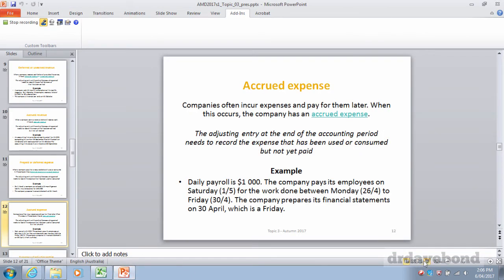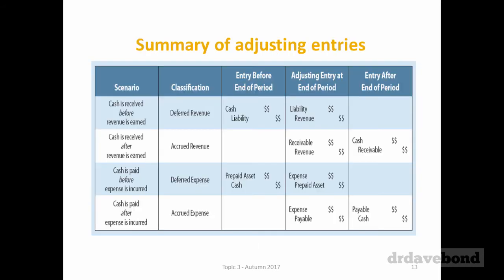We're working through this at a rapid rate. So the summary, you've just got the 4 types: cash before, cash after revenue, cash paid before, cash paid after expense. Deferred revenue, accrued revenue, deferred expense, accrued expense. When cash is received before or paid before, you will have some sort of entry which takes place beforehand. Regardless of that, you will have an adjusting entry for each of these 4, and when cash is received after, cash is paid after, you've got an entry, an entry.